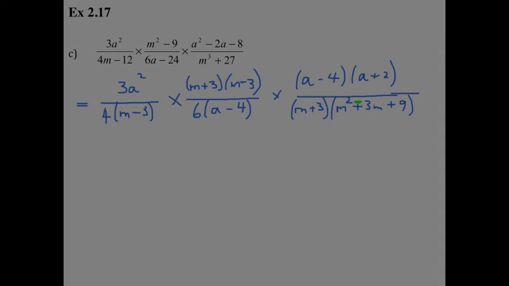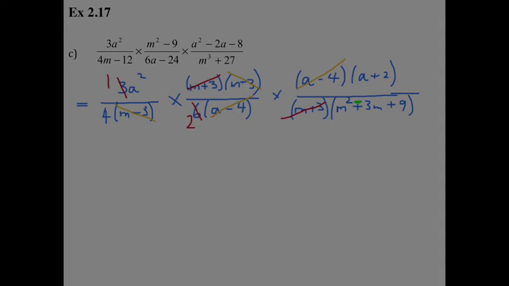So if I look for anything identical top and bottom, there's an m take 3, there's an m take 3, they go into each other once. There's an a take 4, there's an a take 4, they go into each other once. There's an m plus 3, there's an m plus 3, they go into each other once. There's a 6, 3 goes into 6 twice, 3 goes into itself once.